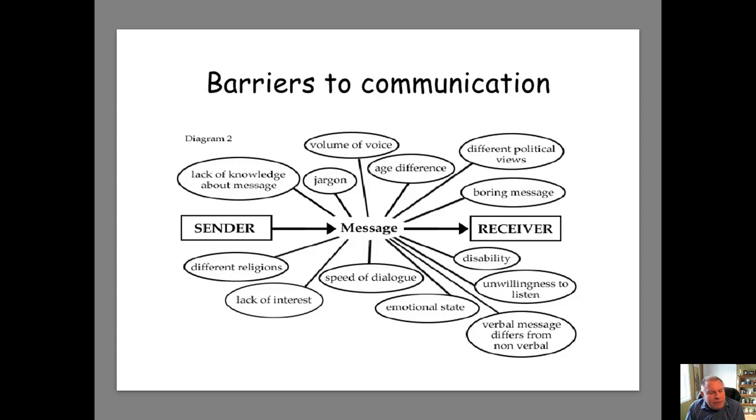We could have different religions, sometimes our religious beliefs, our values. Everybody defined in the last module what your core values are. They may not all be the same. The lack of interest: I really don't care. How many times have you talked to somebody about something you really don't care about? The speed of the dialect, how fast we're talking, makes a difference.